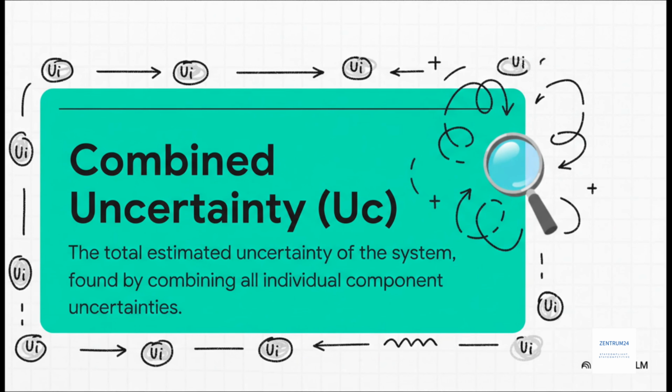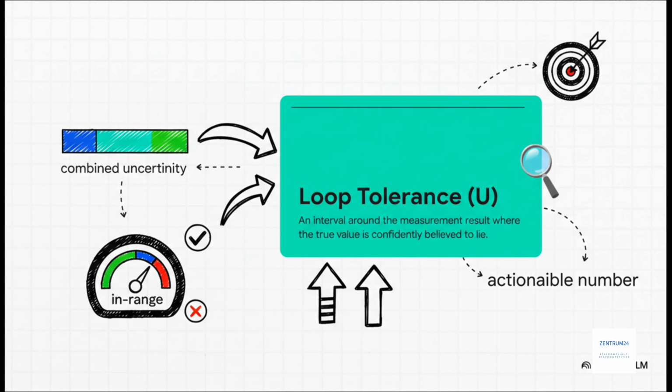Next, once you have all those individual UI values for each link, you combine them, and that gives you the combined standard uncertainty, or UC. This number represents the total estimated uncertainty for the entire system, the whole loop. It's basically the sum of all the little imperfections from every single component. And that brings us to our final destination, the loop tolerance, or just UT. This is the number we've been working towards, the practical, actionable result. It takes that combined uncertainty and expands it to give us a confident operating range. This is the number that tells a technician in the field if a system is good to go or needs adjustment.